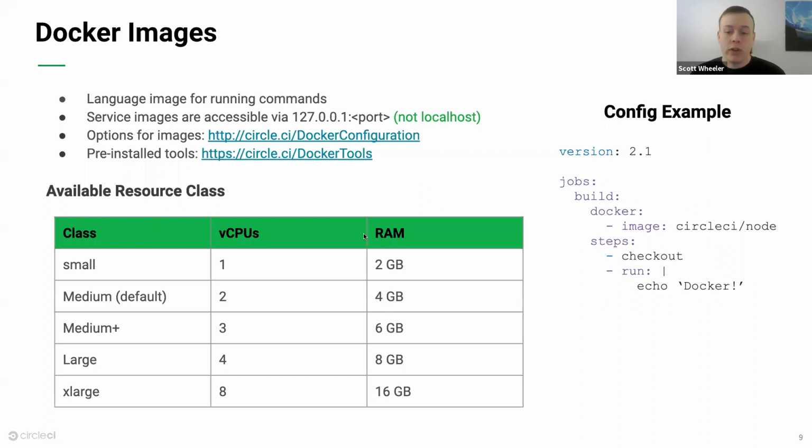A couple of notes when using the Docker executor: each resource class will cost a different amount of credits. The larger the resource, the more credits that it will consume per minute. Service images such as Postgres or Redis are not available at localhost. You must use 127.0.0.1. Service images will use the same resources as the primary container. If the primary container is allocated 4 gigs of memory and you're running a Redis cache and a Postgres database, they'll share the same 4 gigabytes of memory as the primary container. In other words, it may be necessary to raise the resource class if you're building with more memory intensive services running alongside your build.